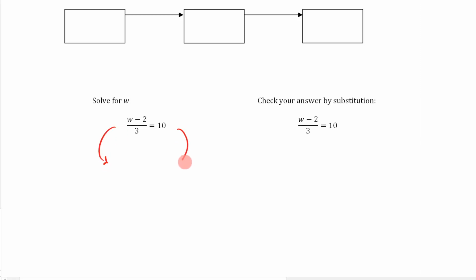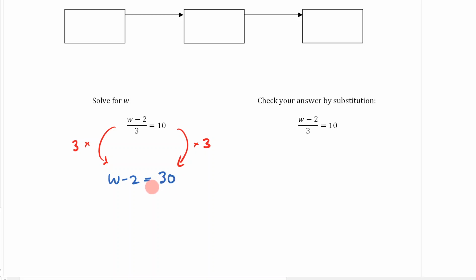is you should have as your first move times by 3. And the reason why is because looking at this, it's quite clear that the last thing I did in building up this equation was divide the whole thing by 3. So the first thing I do in going backwards is the opposite, so timesing it by 3. Okay, so that means I'm going to get w minus 2 is equal to 10 times 3 is 30.